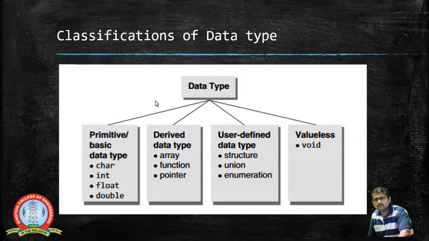And a small recap of the classification of data types. The data types are classified into 4 categories. One is the primitive, basic data types that we have already learned, like characters, integers, float, and double. In addition, we have derived data types, like array, functions, and pointers. And user defined data types like structures, which we are currently dealing with in the 4th unit, and union, and then the enumerated data types. And finally we have the valueless data type that we call the void data type.